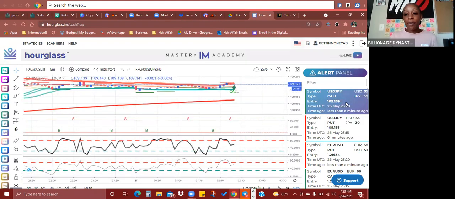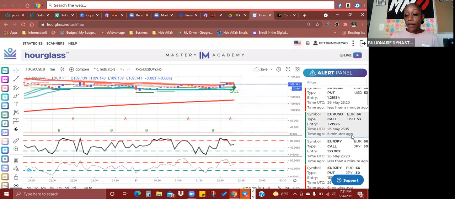Now the second confirmation is the arrow, which is super simple. If you know the US dollar is stronger and I'm looking for buys, that means you want to also be looking for an up arrow. That'd be your second confirmation that the market wants to go up. So in this case, we see an up arrow. It says call. So that's two confirmations that we currently have for a buy.